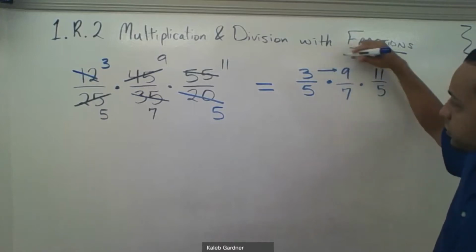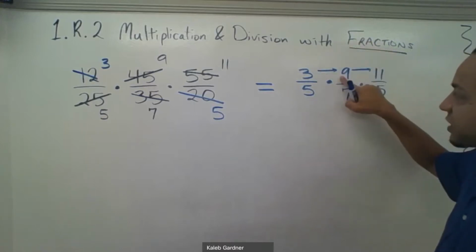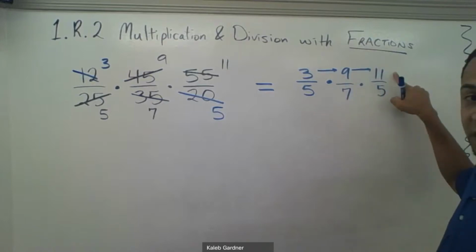So we multiply across 3 times 9. Take that answer, which is 27, times 11.